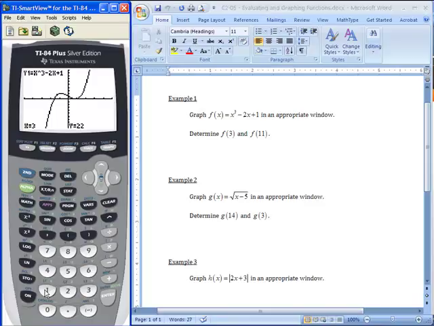I can do the same thing for 11. I can type in 11 and press enter. But something's going to happen here.